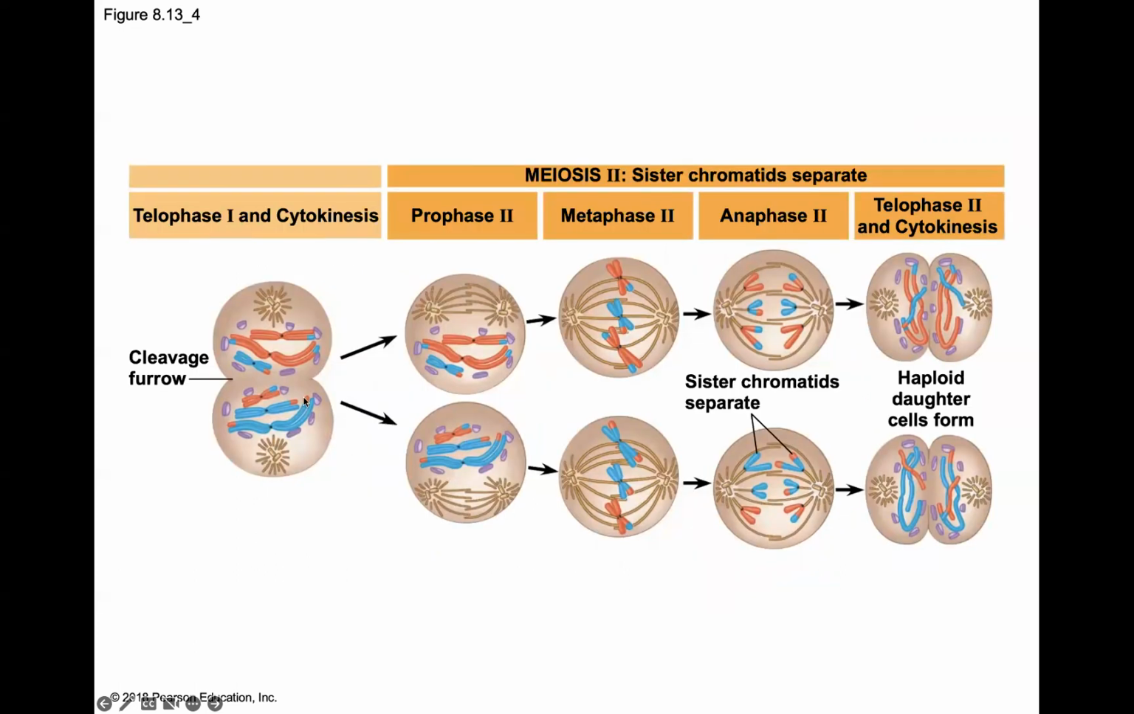And here we have a collective layout of what's going to happen after telophase 1 completes. We have cytokinesis and the creation of these two daughter cells, which will then usher in the second round of meiosis. Here we're going to have our sister chromatids that will now separate. So we've got prophase 2, metaphase 2, anaphase 2, and telophase 2, which will lead to cytokinesis, where we end up with 4 haploid daughter cells being formed.